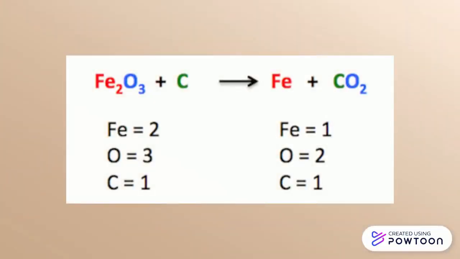To count the number of atoms, we consider the subscript of each atom in the formula. So on the left side of the equation, we have 2 iron, 3 oxygen, and 1 carbon atom. While on the right side of the equation, we have 1 iron, 2 oxygen atoms, and 1 carbon atom.